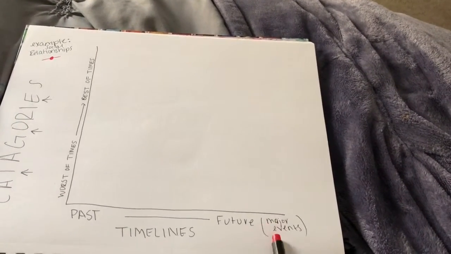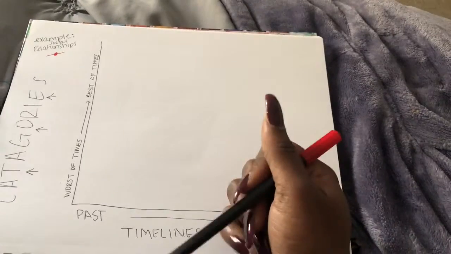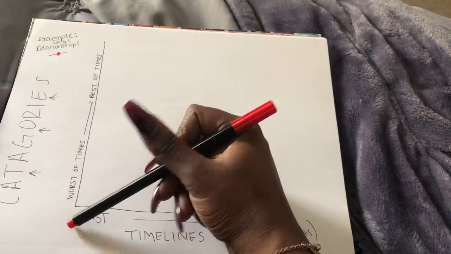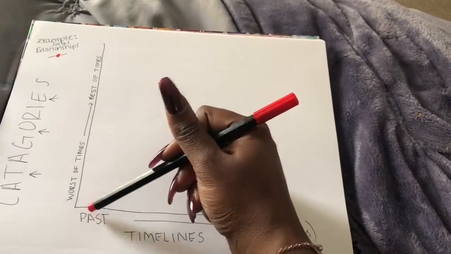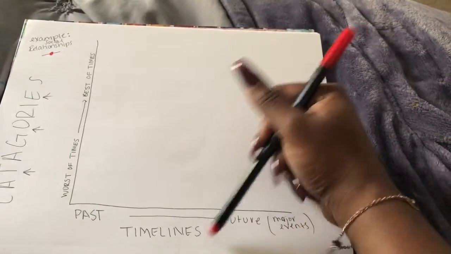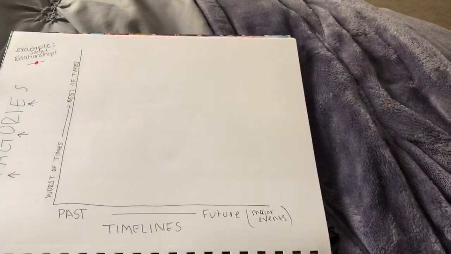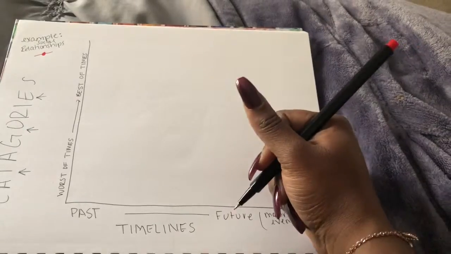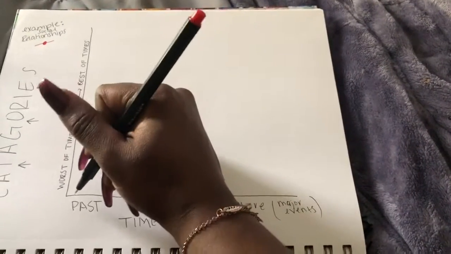And what you're going to do is label it major events. So let's say you just want to do last year, and you'll say January, February, March, April, May, June. So I'm going to do a little fake one here. But like I said, later on I will show you guys mine and how it relates to all of this.